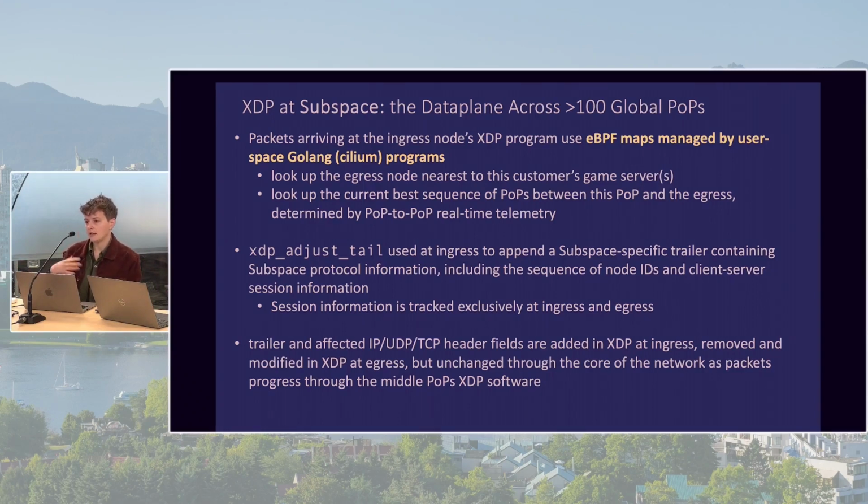So the trailer basically contains the path through the network, as well as session specific information like the client and the server. That way, the ingress and the egress will have the smarts, but just like the internet, the middle is not smart. All the middle has to do is look at that sequence of nodes and leave the packet untouched. So obviously we're extending the packet. We have to update the checksum and the length at the ingress and the egress as we add and strip this trailer. But in the middle, we just forward it.